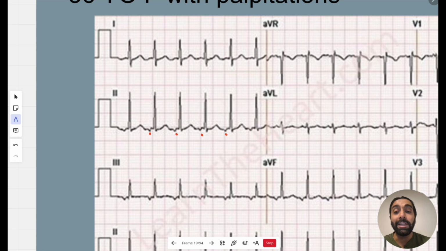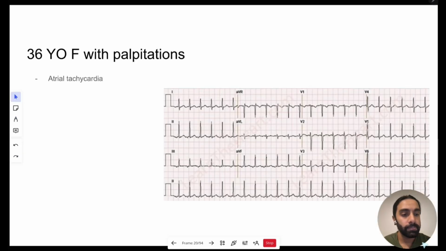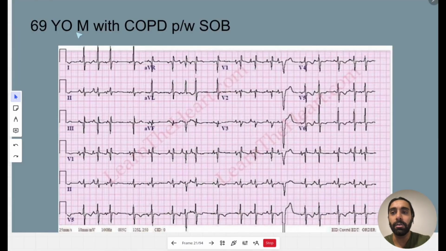Now this is just called atrial tachycardia. And atrial tachycardia can be caused by a multitude of things, like we were talking about caffeine. With somebody who's drinking too much coffee, you can get PACs. You can get tachycardia from that. You can get tachycardia from catecholamines, from drugs like meth and cocaine. So lots of different things. So overall, it's non-specific.